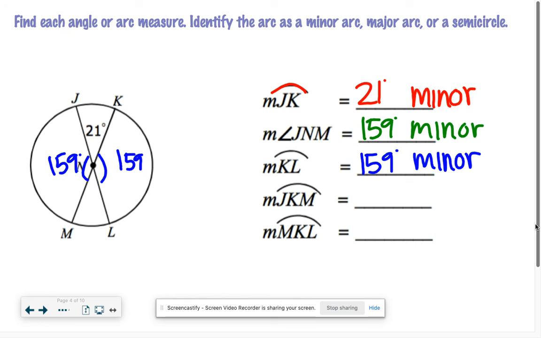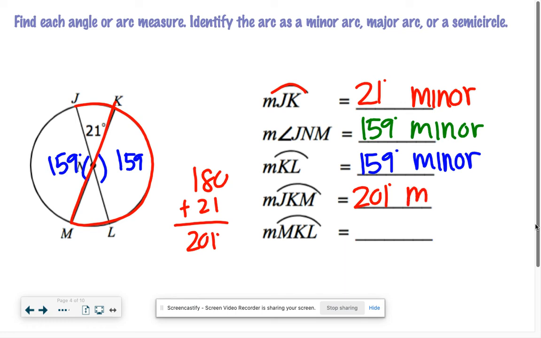JKM. J to K all the way to M. So this is going to be a major arc. We know it's over 180, right? Because this would be my 180 threshold, and then we're adding this 21 more degrees. So 180 plus 21 gives us 201. So that's major.